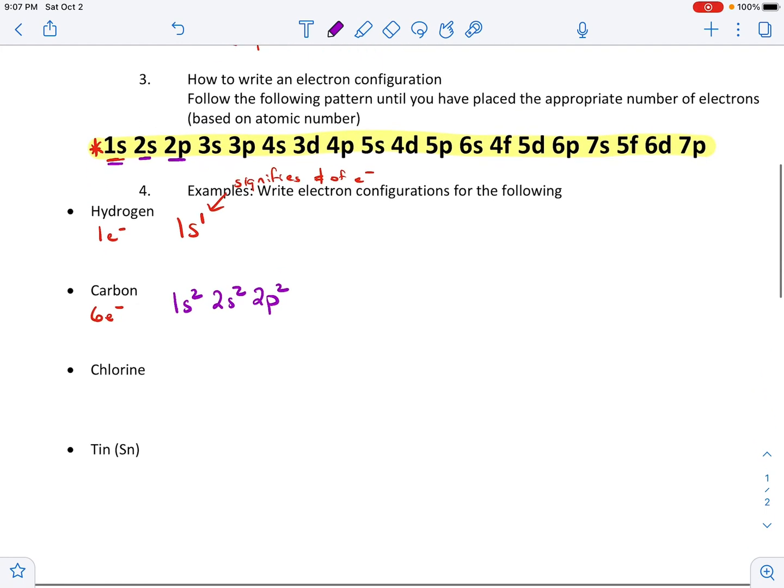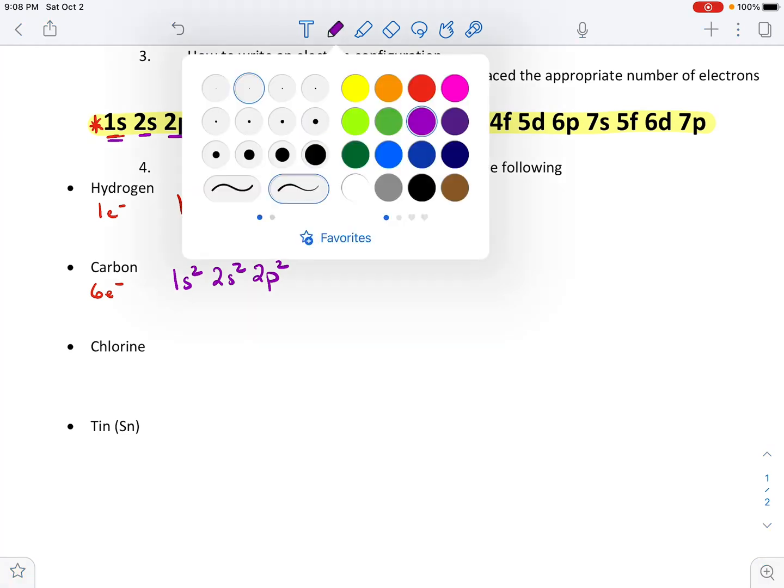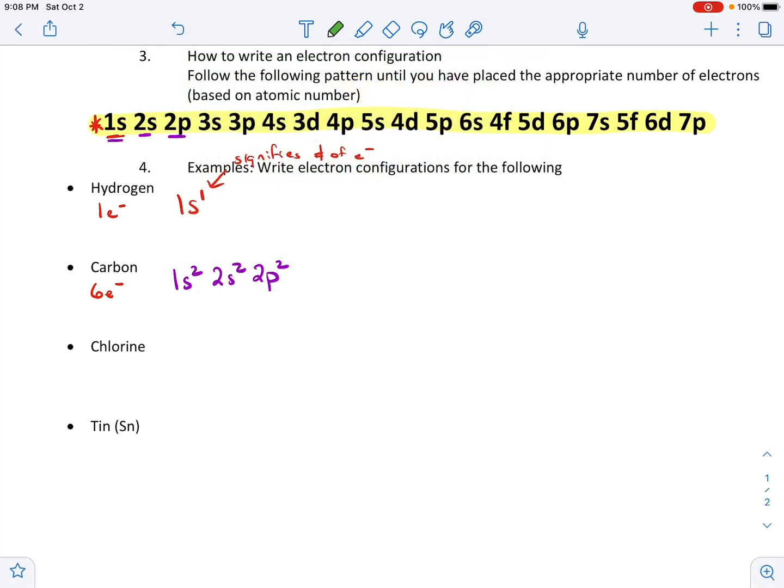All right, let's try a little more challenging one. We have chlorine now. Chlorine is abbreviated Cl. We'll change our color here. Let's go green. All right, so chlorine is Cl, and it has 17 electrons. Hopefully you found that okay. So again, starting back at the beginning, we always start at 1s. So we say 1s2. All right, we've placed 2 of our 17, so we keep rolling.